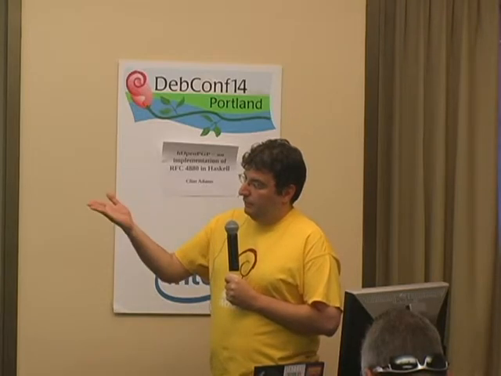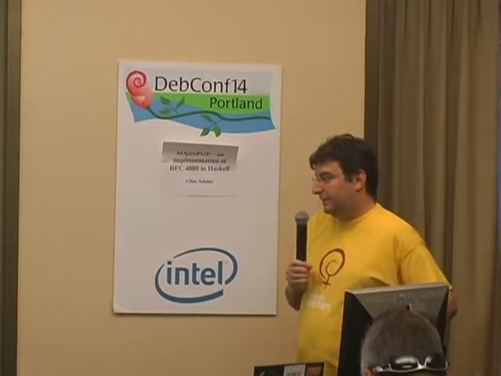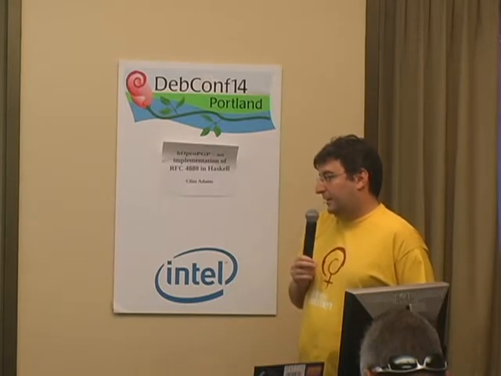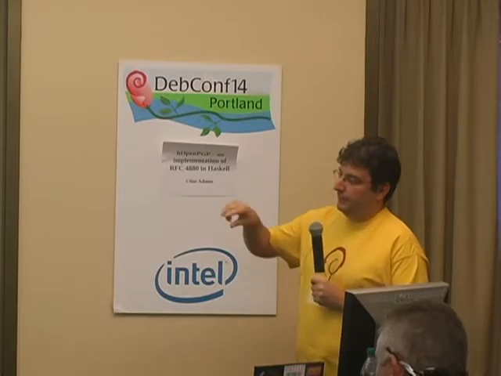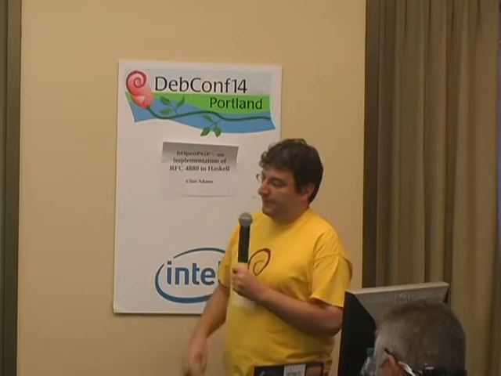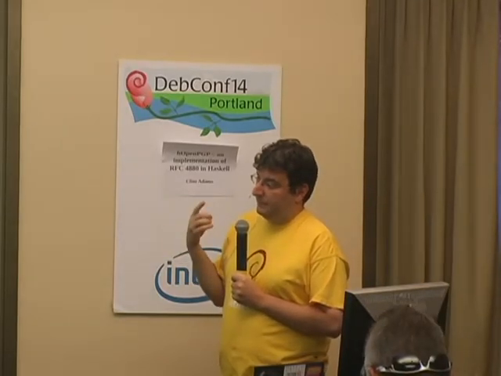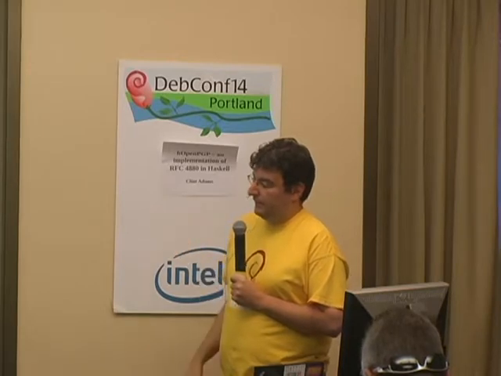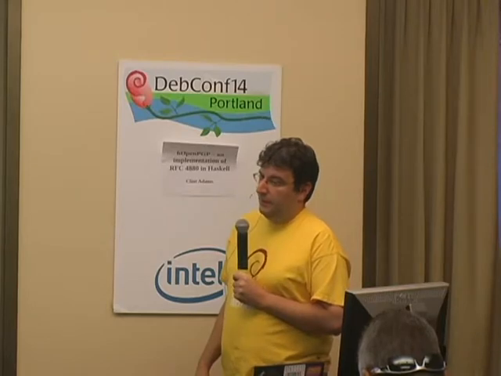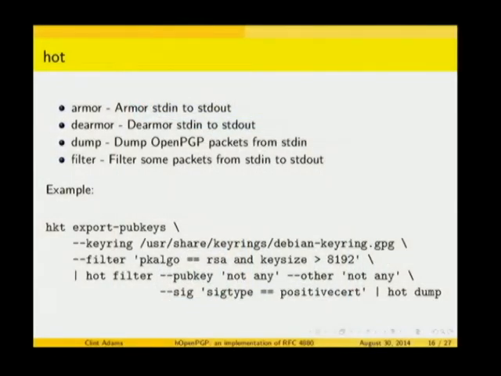So if we do the same export again to get the person with the big key and we pipe it to hot filter, we have to specify filters for pub keys, signatures, and other packets, which is really not ideal. But if you don't do that, it's going to just let them all through. And in this example, I want only signature packets that are positive certifications, and I want to dump them to the screen. So this also probably needs an overhaul, so you can specify that filter without three different command line switches.